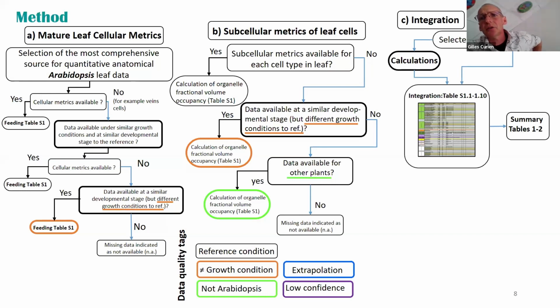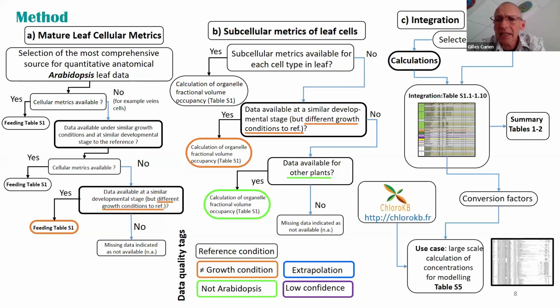Finally, when everything was integrated, we could do some calculations, and we obtained this table S1 that is actually 10 tables. We will describe this later. From this table, we extracted the two tables that are in the paper, table 1 and 2. And we also have a use case. From this information, we could derive conversion factors to obtain a common unit for the different data we could find in the literature. This is table S5.